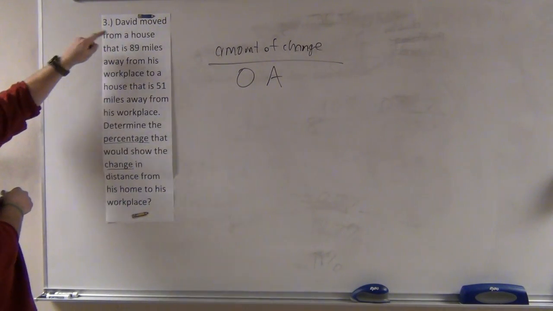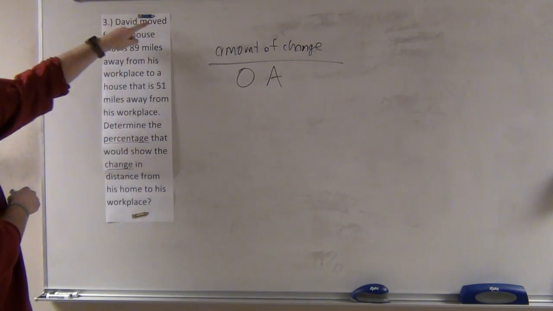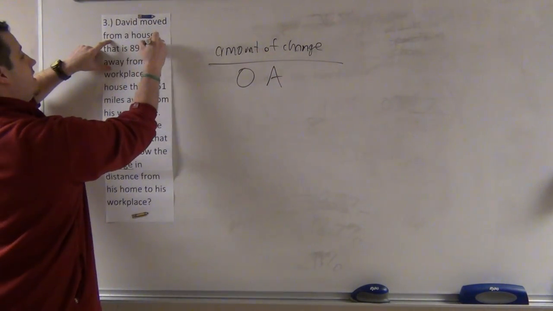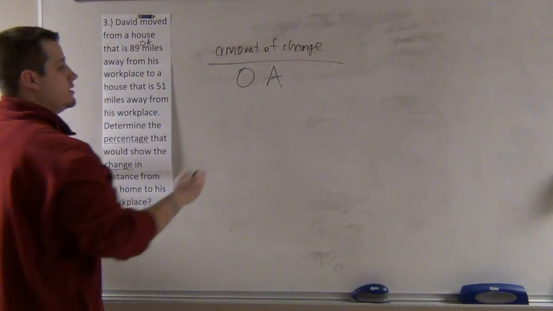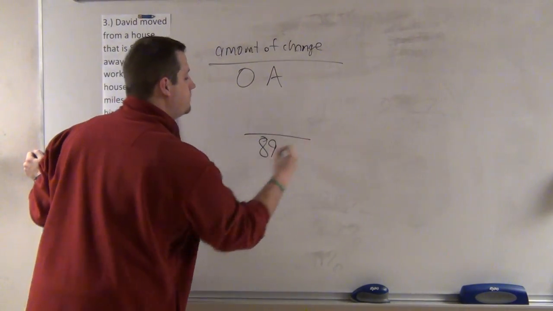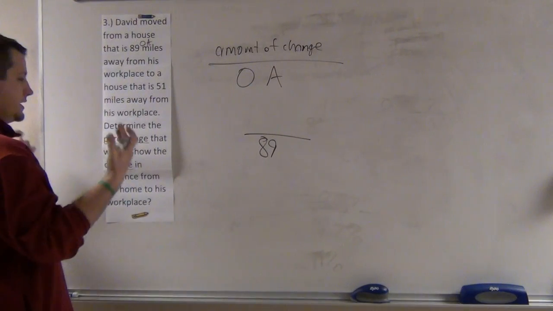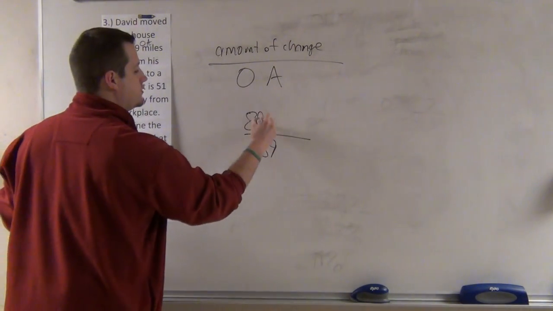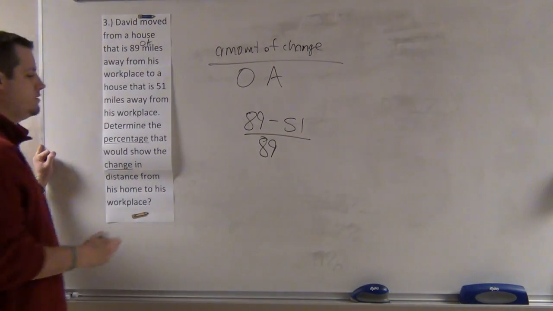David moved from a house. So if he moved from this house, then this is the what? That's the OA, isn't it? So 89 is the number on the bottom. How do I find the amount of change? I subtract the two numbers. 89 is the original amount, so I'm subtracting the 89 and the 51.